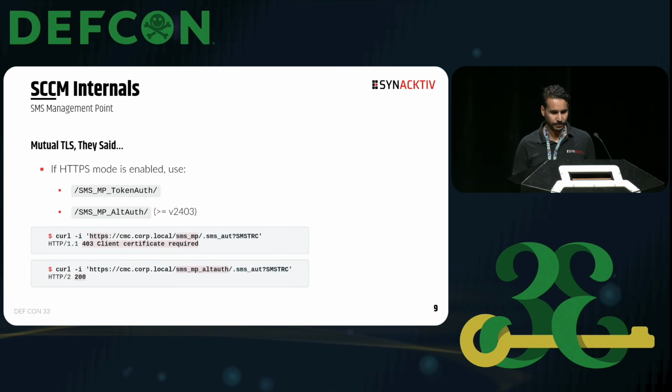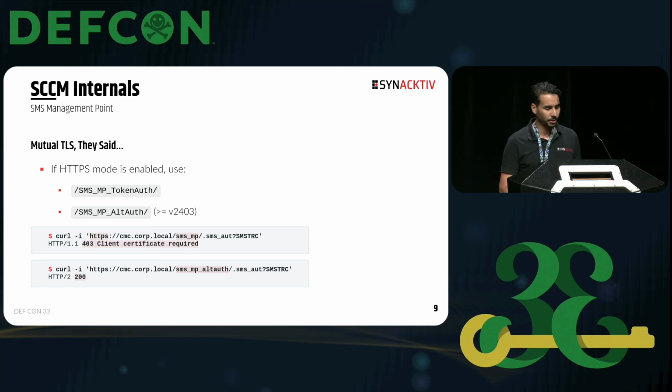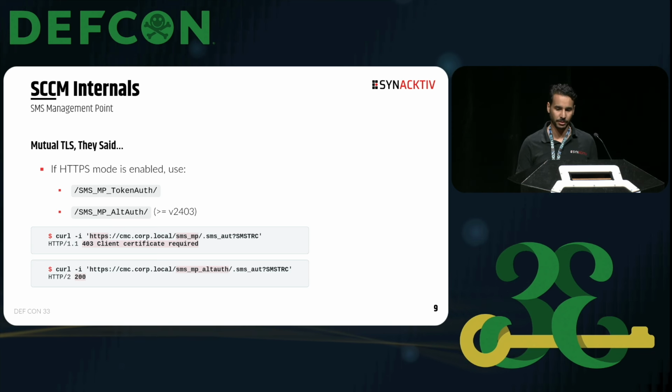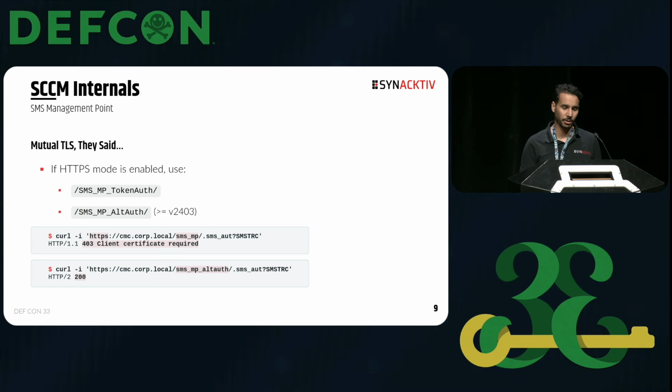So that's weird. And as I said previously, when the management point is configured in HTTPS mode, a mutual TLS is required from the client to access the services. This is the theory, but in practice you can bypass this. To do so, you have to use the SMS MP token auth or alt auth entry points. And here there is no need for a client certificate. As you can see in the snippet below, for the first query, we get a 403 error from the server asking for a client certificate. But if you hit it with the other entry points, you get 200 and you can reach the services.